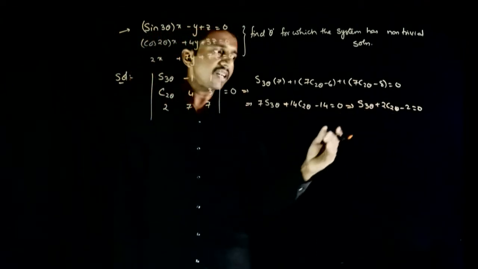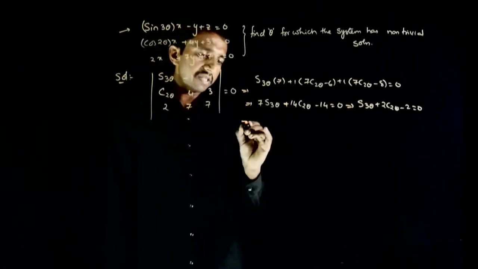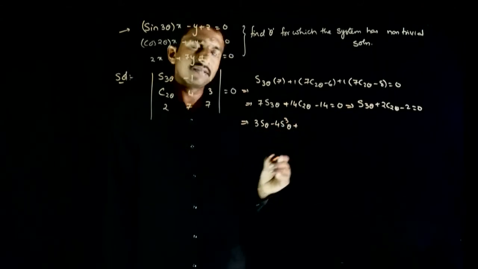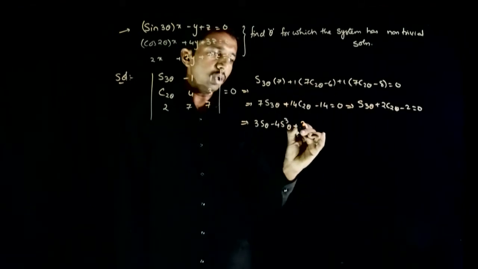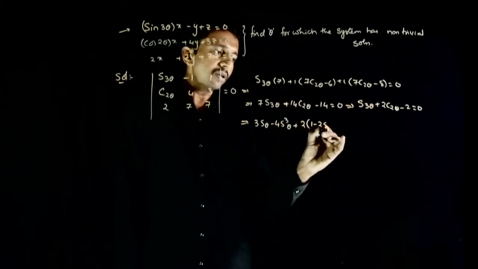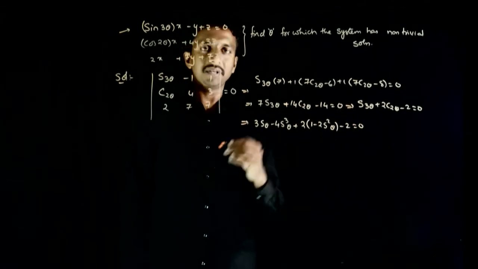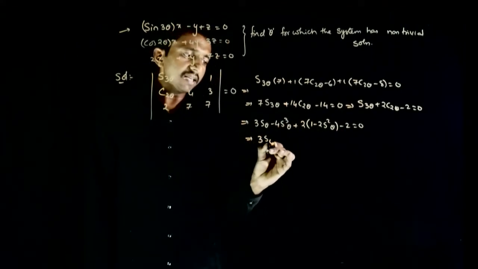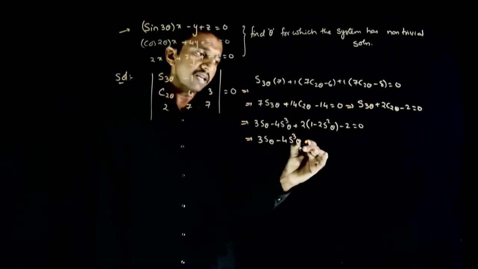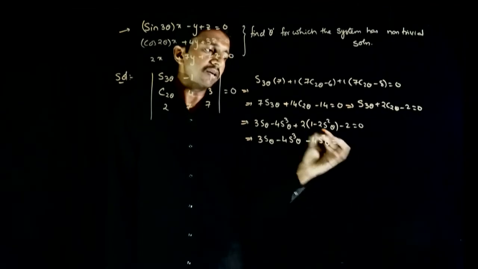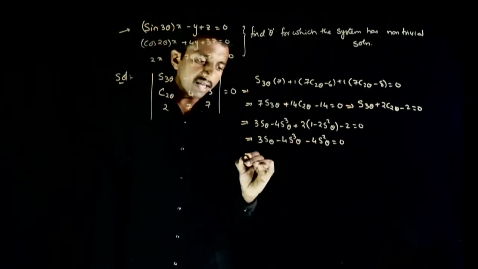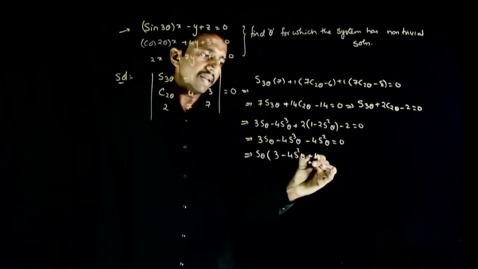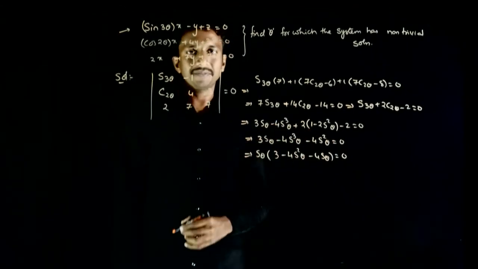So, now let me expand this and try to convert everything in terms of sin. So, this implies sin 3 theta, 3 sin theta minus 4 sin cube theta, plus 2 cos 2 theta, 2 into what is cos 2 theta? 1 minus 2 sin square theta, minus 2 is equal to 0. So, you have plus 2, 2 into 1, plus 2 and minus 2 are getting cancelled. This implies 3 sin theta minus 4 sin cube theta minus 4 sin square theta is equal to 0. So, sin theta common aayega. Sin theta into (3 minus 4 sin square theta minus 4 sin theta) is equal to 0.